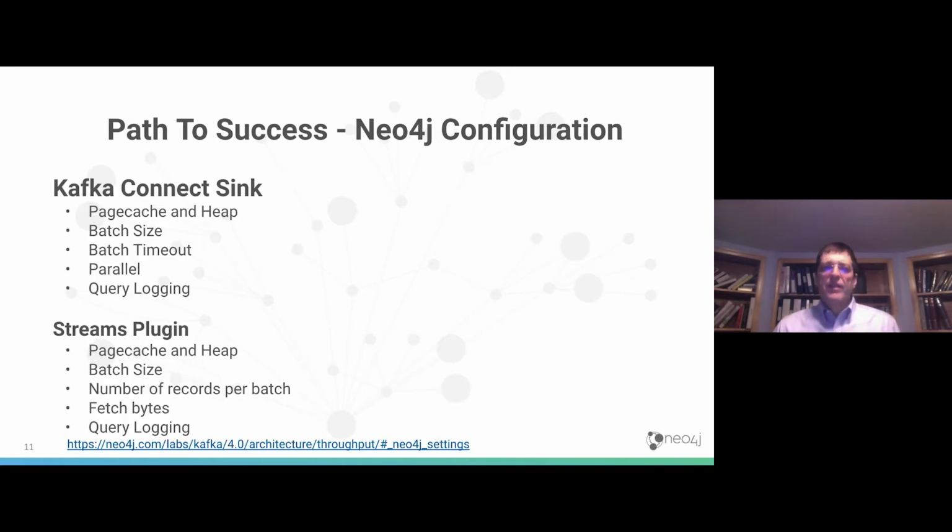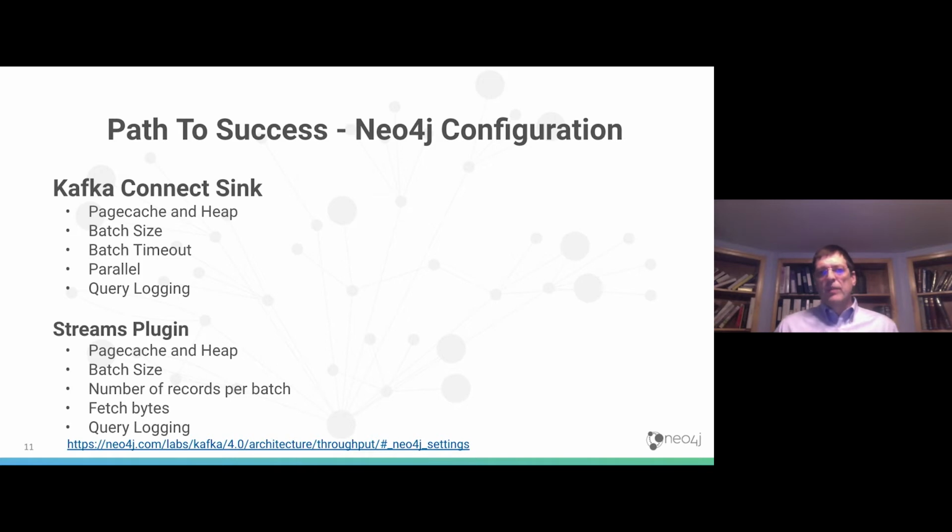On the Neo4j configuration side, and this applies to both the Kafka Connect Sink and the Streams plugin, we want to understand page cache and heap. The page cache is where we load the database into memory, where we map the Neo4j data files and our native indexes into memory. So we want to ensure that our server has as much memory for the page cache as we have for the database and the indexes. Ideally, we load that into memory. If our database and indexes are 100 gigabytes, we want a page cache of at least 120 gigabytes to allow for growth. So ensure that your hardware is sufficient and your page cache is set correctly.